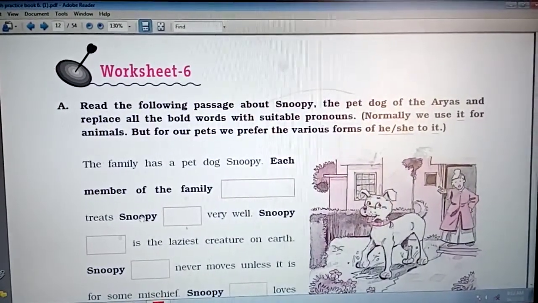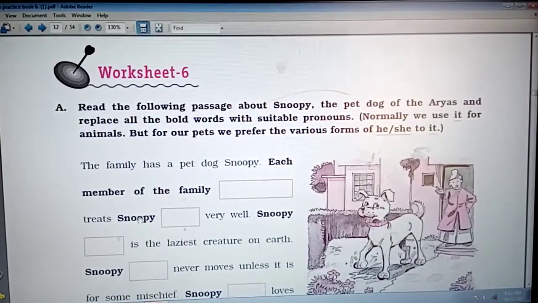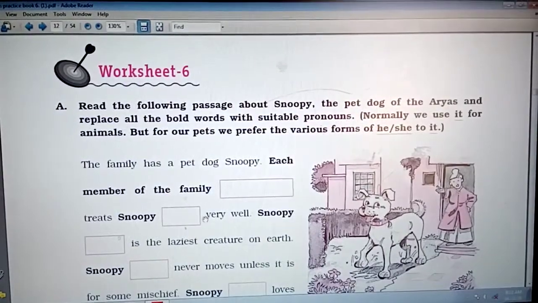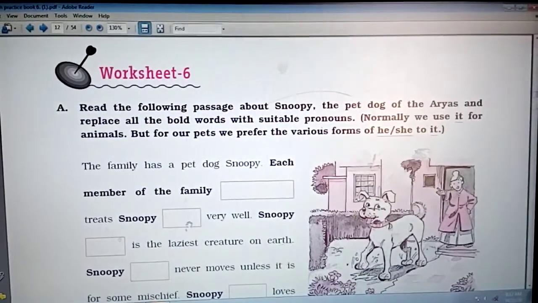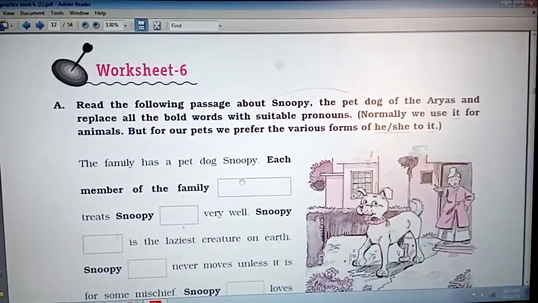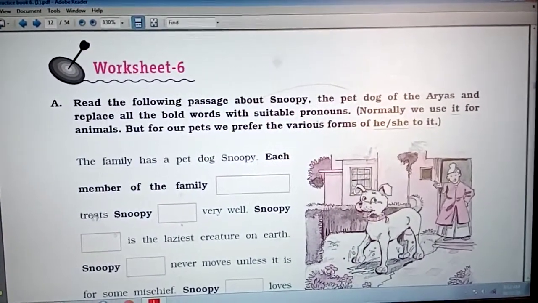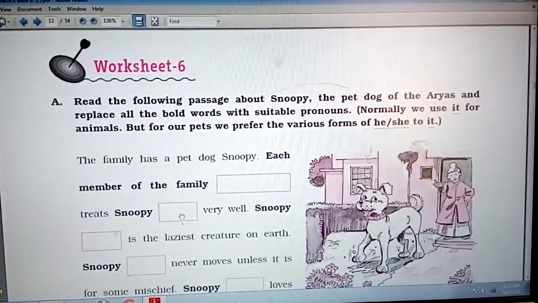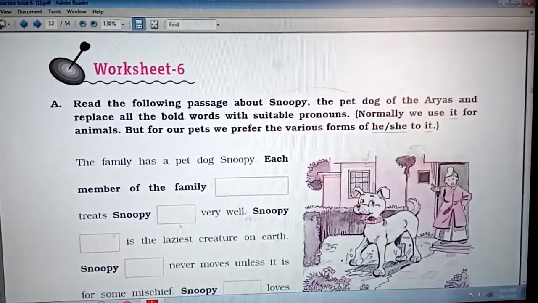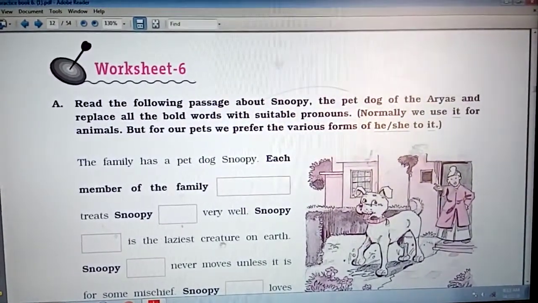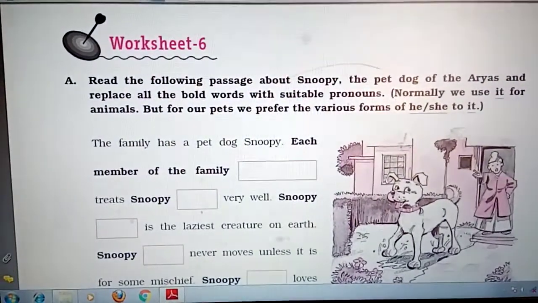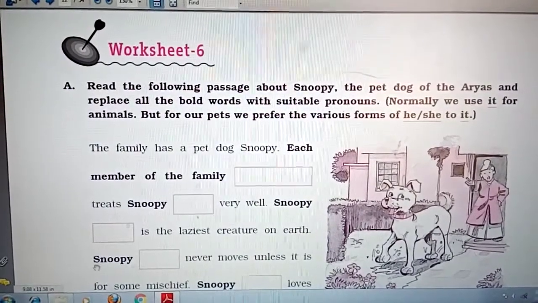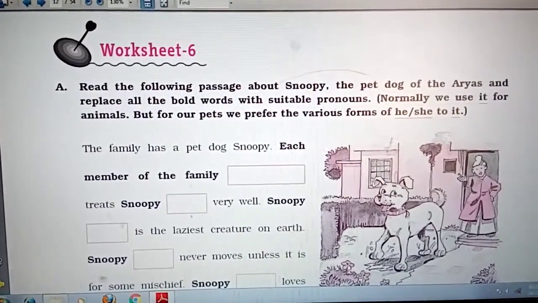Treats a Snoopy. Snoopy is a pet dog. So you have to use he or she in place of that. They treat him very well. A Snoopy is the laziest creature on the earth. He is the laziest creature on the earth. A Snoopy never moves unless it is for some mischief.